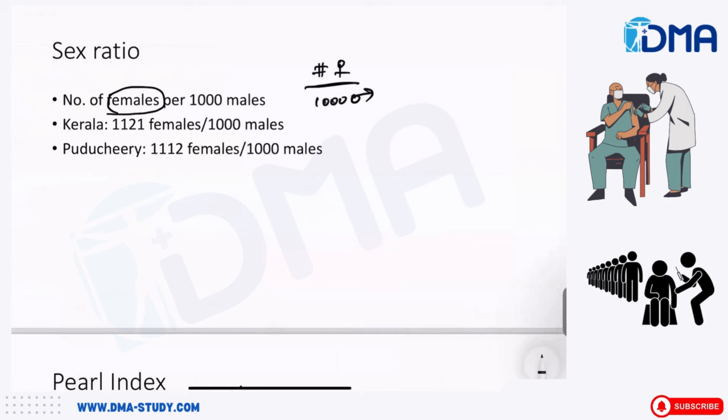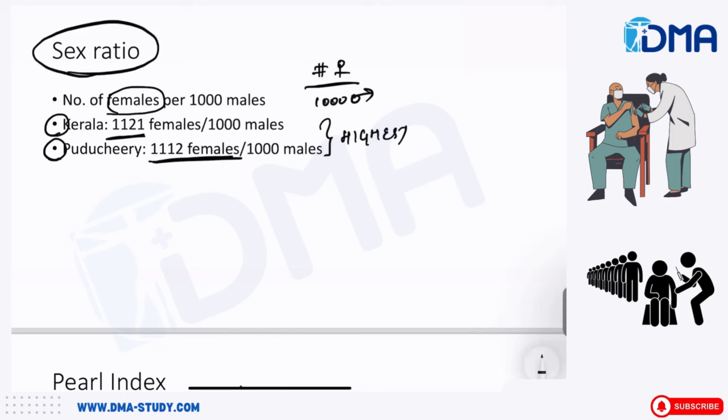So in this, what I want you to remember is that Kerala and Puducherry have the highest sex ratio, of which Kerala is 1121 and Puducherry is 1112. So two things: you have Kerala and Puducherry, where you have the maximum sex ratio. So what does that mean? Sex ratio is nothing but the number of females per 1000 males. Fine.